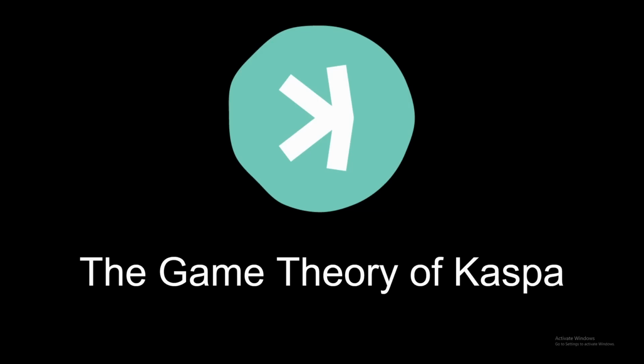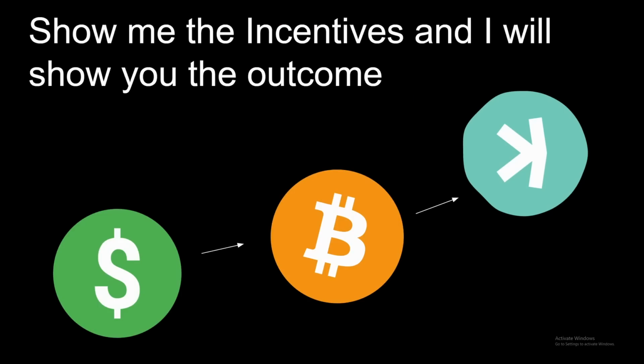Today we're going to be getting into the game theory of Kaspa. There's an extremely famous quote by Charlie Munger which goes, "Show me the incentives and I will show you the outcome." What this means is that if you know the incentives and the game theory of a system, you can take an educated guess at what the outcome of these incentives and system is going to be. And so again, to really truly get into the game theory of Kaspa, we are first going to have a look at the game theory and incentives of fiat and Bitcoin.